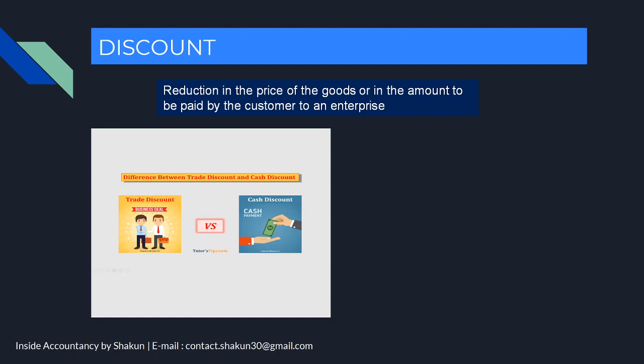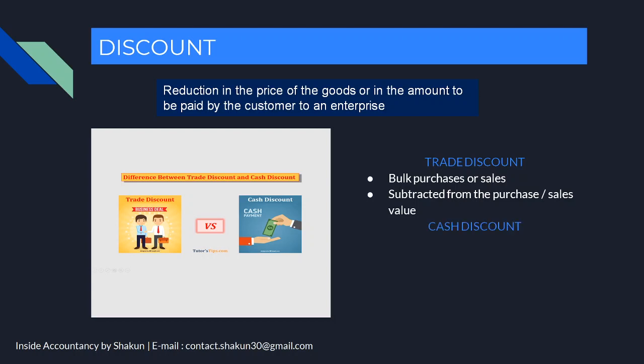Moving on to the next term, we have discount. Discount is the reduction in the price of the goods or from the amount to be paid by a customer to the enterprise. Discount allowed may be trade discount or cash discount. Trade discount is the discount which is allowed on bulk purchases or sales. It is the reduction in the price or in the amount that is to be paid by the customer whenever bulk purchases or sales are made. It is subtracted from the purchases or sales value, and the net sales or net purchases are shown in the books of accounts.